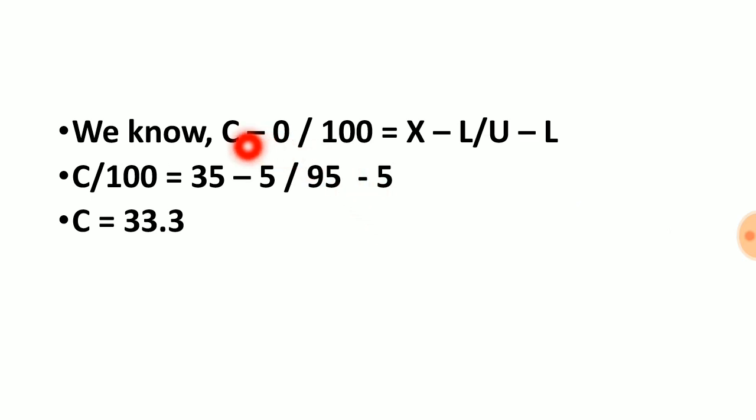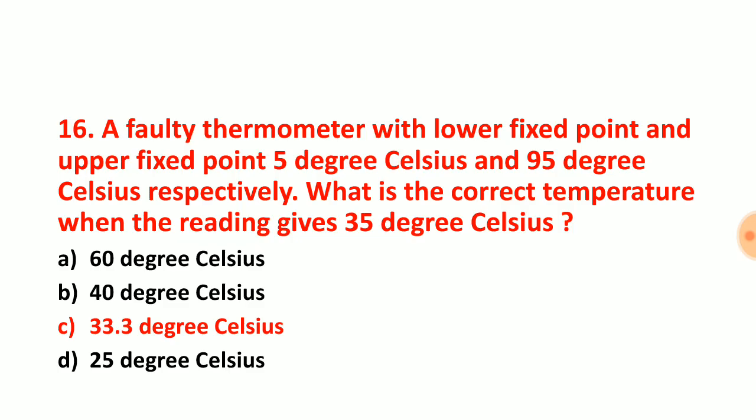So our formula is C minus 0 upon 100 is equal to the reading on the new scale minus the lower fixed point of the new or faulty scale, divided by upper fixed point minus lower fixed point. Here the first part is C by 100, and the lower fixed point for the faulty thermometer is 5, upper fixed point is 95, and the reading in that thermometer is 35. So the reading in Celsius scale will be 33.33. This is our formula. So the correct answer for this question is 33.33 Celsius. This is a very easy question. Try to understand what the question is saying, and then we can easily find the answer.